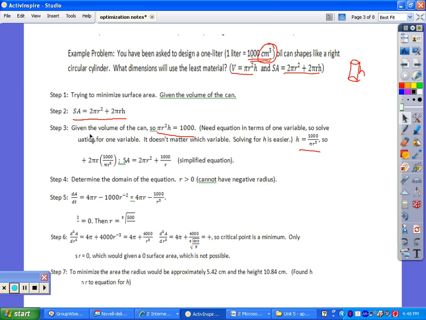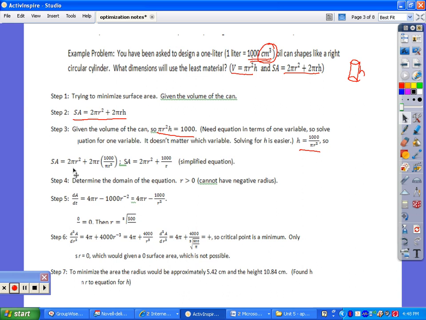And then if we plug that back in for h, we get this equation here, 2 pi r squared plus 2 pi r times 1,000 over pi r squared. And if you simplify it, the pi and one of the r's cancel. And then we get, this should actually be 2,000 over r. Okay, so this is my simplified equation.